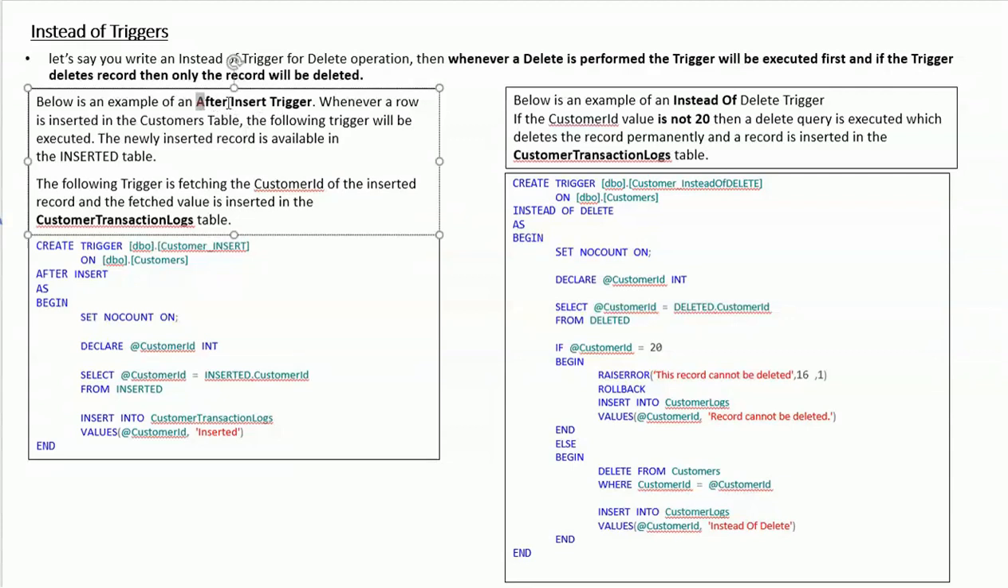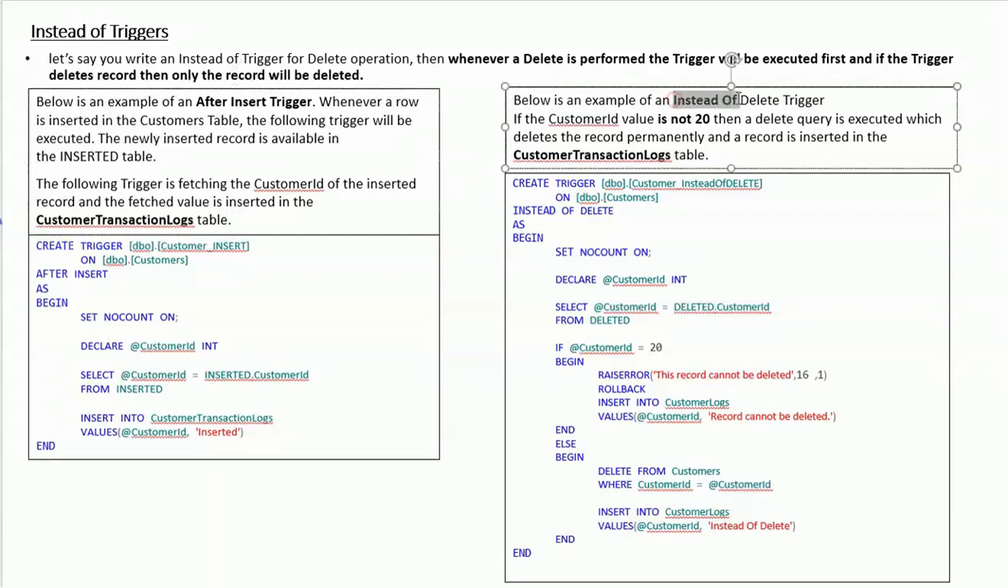There is an example for the after insert trigger and for the instead of trigger. For the after insert trigger, once a record is inserted into the customer table, you want to insert another record into the transaction log table, where you may want to log some information. Maybe the order is over $100, and you want to log something when such a record is inserted. You can use the after insert trigger for such scenarios.